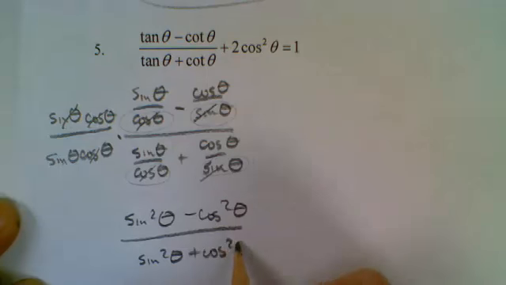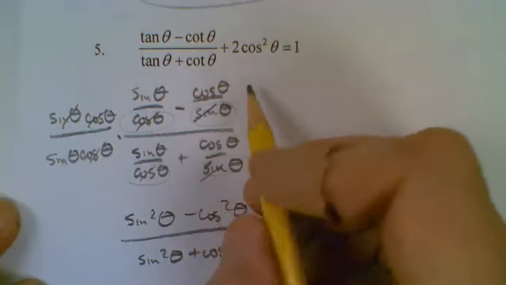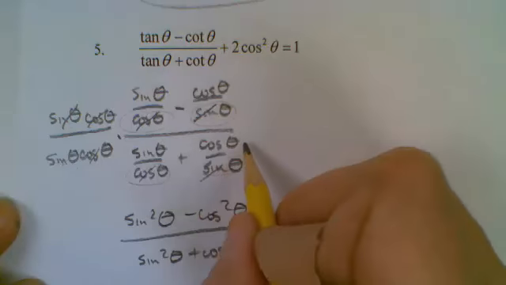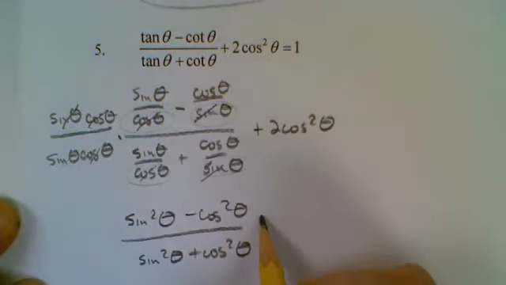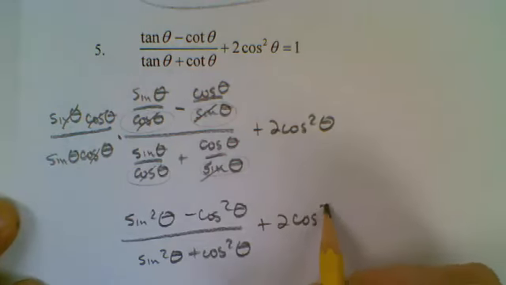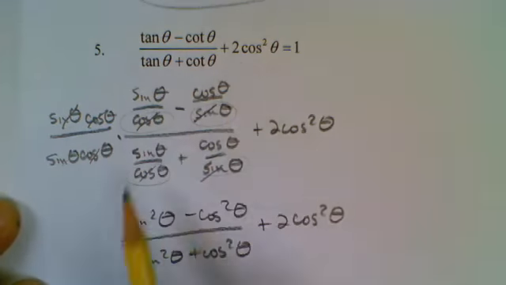And I realized as I did all this, I forgot this little piece up here. I better add that to this. It was all of this fraction plus 2 cosine squareds. And it's all of this fraction plus 2 cosine squareds. We can't forget all of that side.